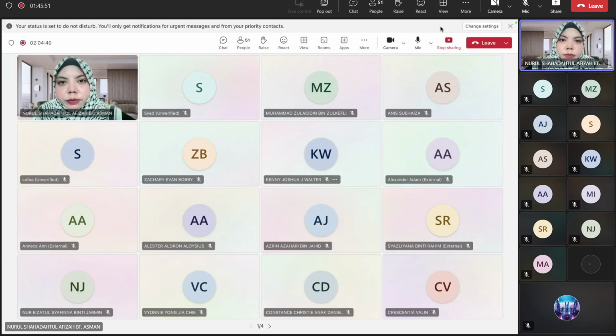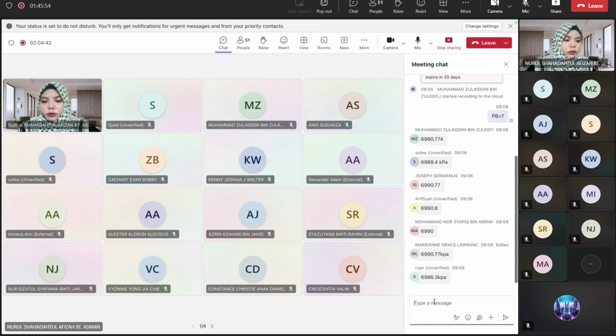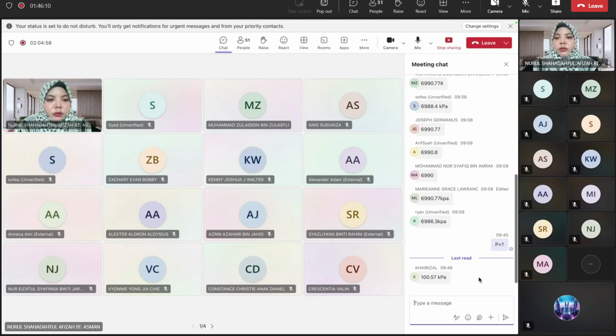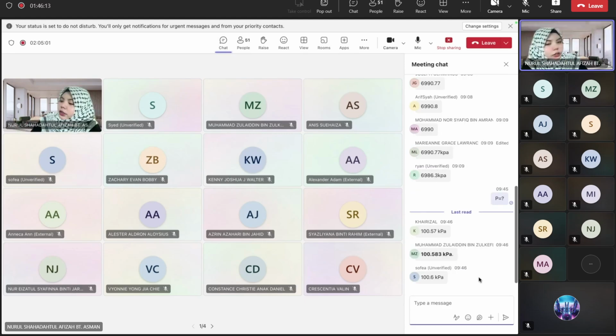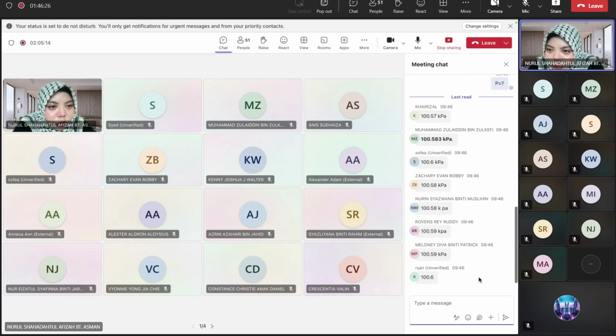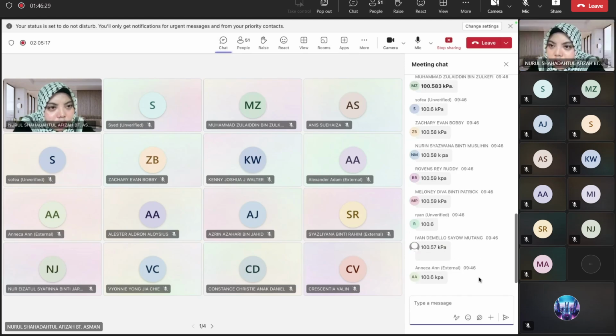Okay. But P equals to berapa? Can type your answer in the chat section. Irisa, 100. Zul pun dapat 100 kilopascal.